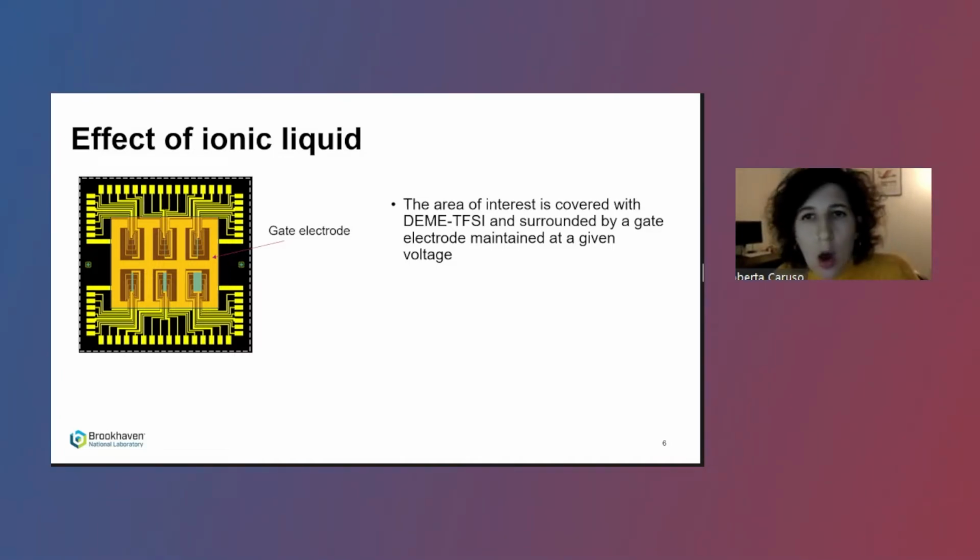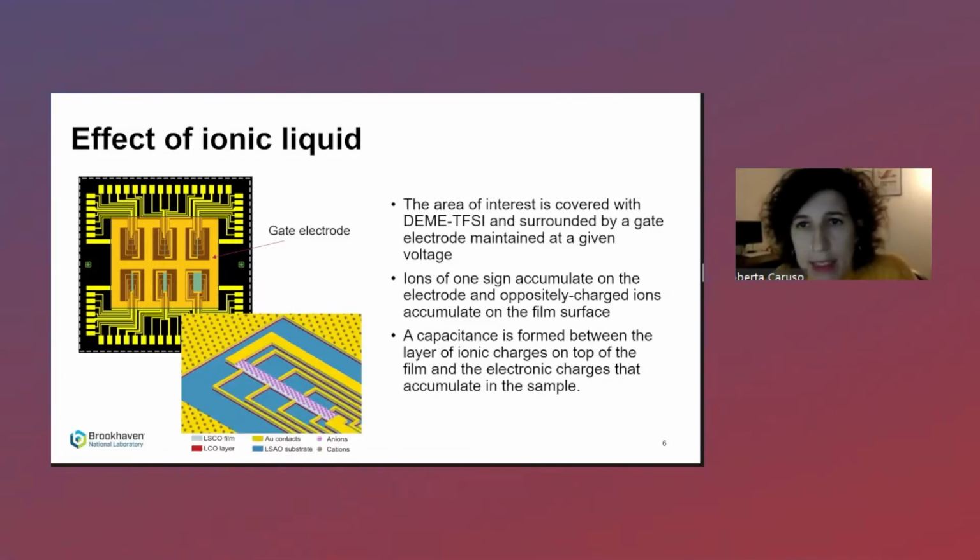When a gate voltage is applied, the charges accumulate on the electrode and opposite sign charges accumulate on the sample. In this way, a capacitor is formed between the layer of charges on top of the sample and the opposite sign charges that accumulate in the sample correspondingly.